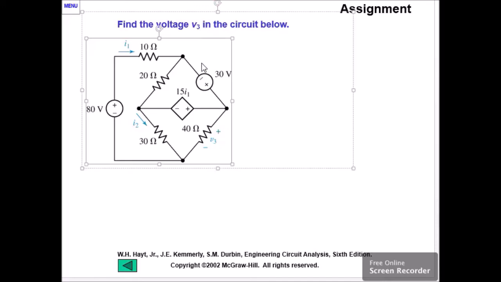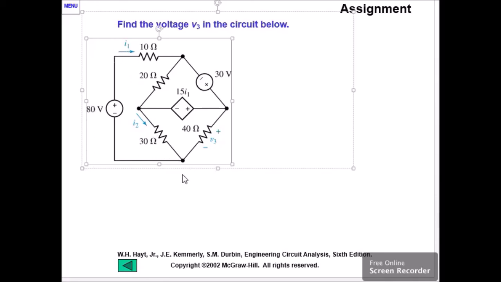Kapag ka-nodal to, yung reference node mo is dito sa baba, kasi tatlo yung nakakonect. Same sila tatlo, so pipiliin yung nasa baba. So, ito yung magiging reference mo. Tsaka meron ka ding super node. Oh, ayan. This one is super node.